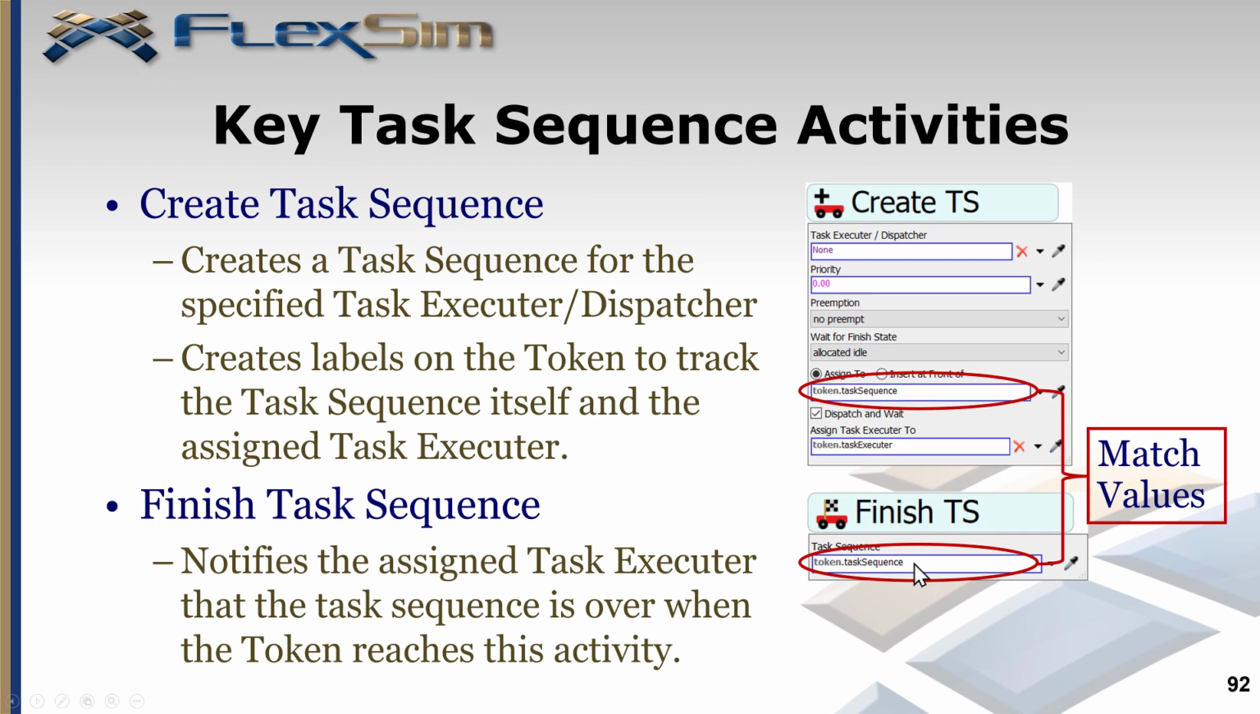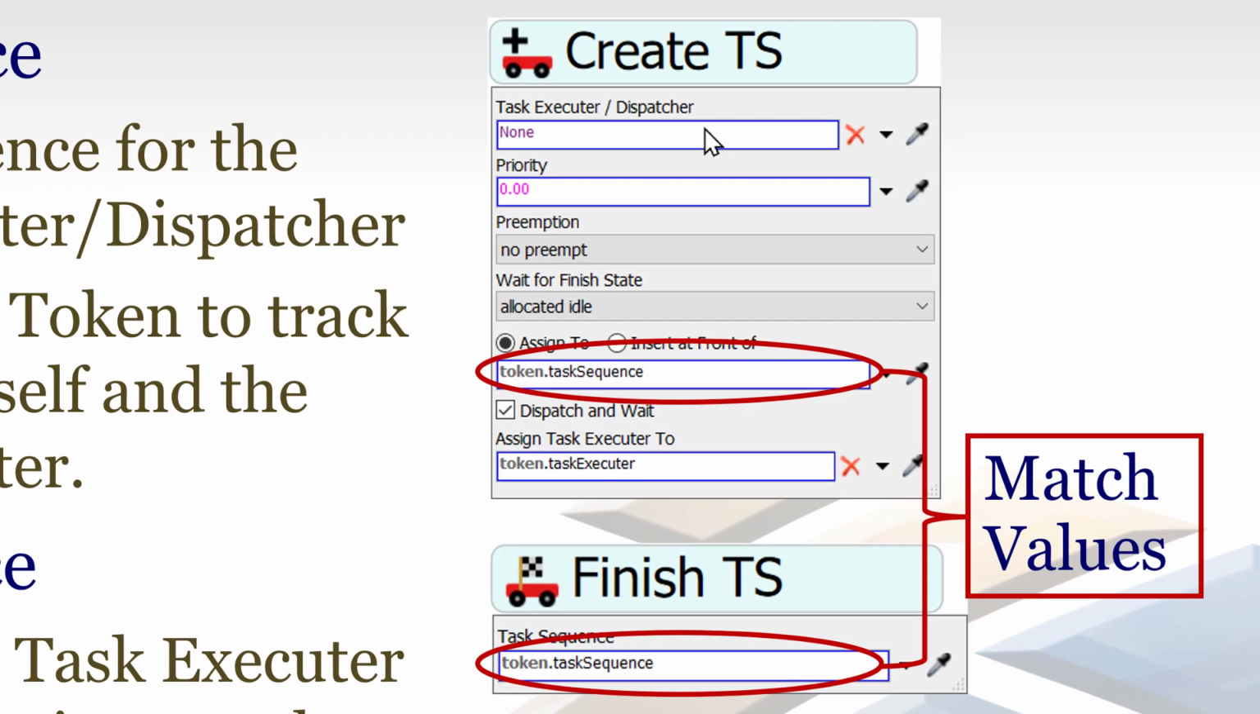By using a wait state and a finish task sequence activity, we can more easily use task sequences from both 3D objects and from process flow. It also creates a natural acquire-release mechanism that can sometimes replace using acquire-release resource activities. We can now use the task executor / dispatcher box to select the task executor or dispatcher we want to assign the task sequence to.